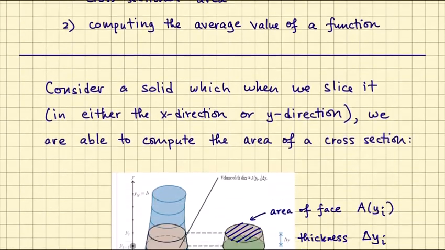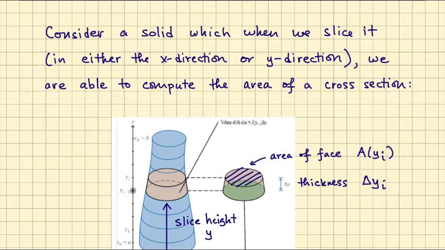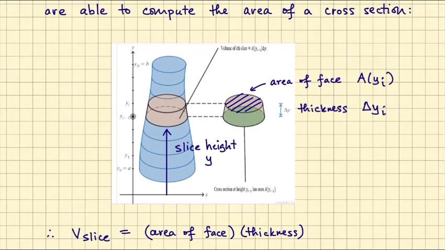For the first, let's consider a solid, which when we slice it in either the x direction or the y direction, we are able to compute the area of a cross-section. So here's just a prototypical example. Suppose that we have this blue solid and we want to slice it. In this example, we will slice it such that the thicknesses are in the y direction. And so when we look at these slices, if we just pick a representative slice here, which we'll just pull this one out, notice that representative slice sits at some height y.